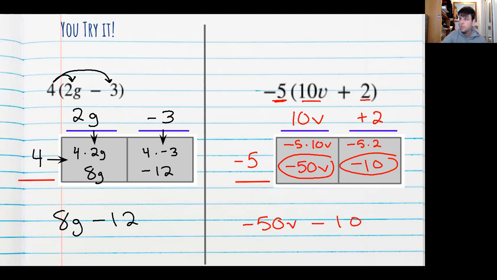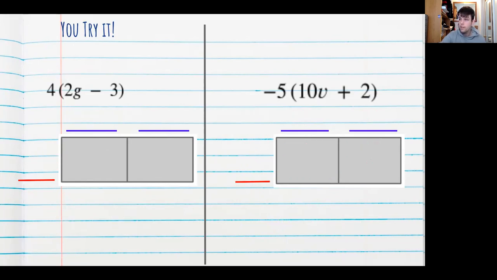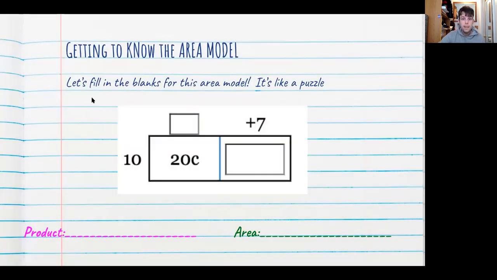Okay, I'm going to go ahead and clear this, and we're going to look at some other ways to get a little more familiar with the area model. So in this case, we're looking at an area model that's partially filled out. And what we need to do is use our understanding of what's going on here with the area model to find the missing pieces.